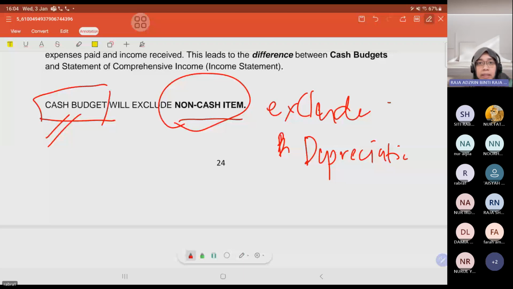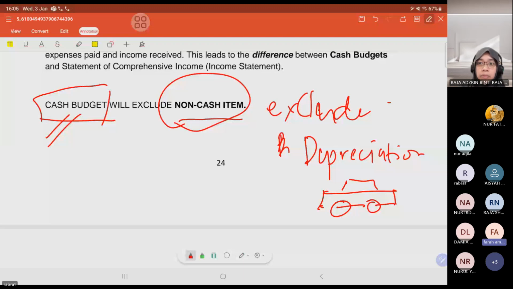Are you with me? Can you hear me? No, madam. Huh? Listen. Alright, okay. So when you provide depreciation, do you pay anyone? Yes or no? No, madam.